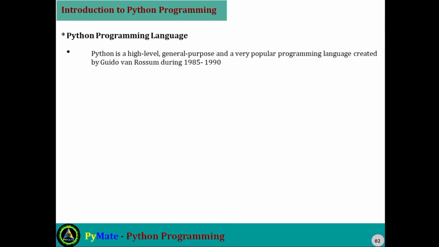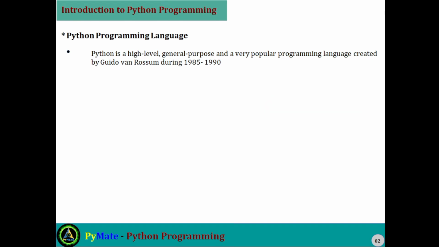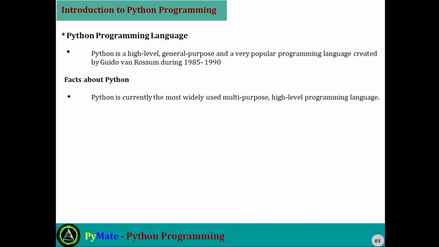Actually, Python was created in the late 1980s, that is in the period of 1985 to 1990, by Guido van Rossum at CWI in the Netherlands as a successor to the ABC programming language. So Python didn't come directly; it is a successor to the ABC programming language. It is a very high level and general purpose language. Because of the availability of all the rich libraries, it became very popular.